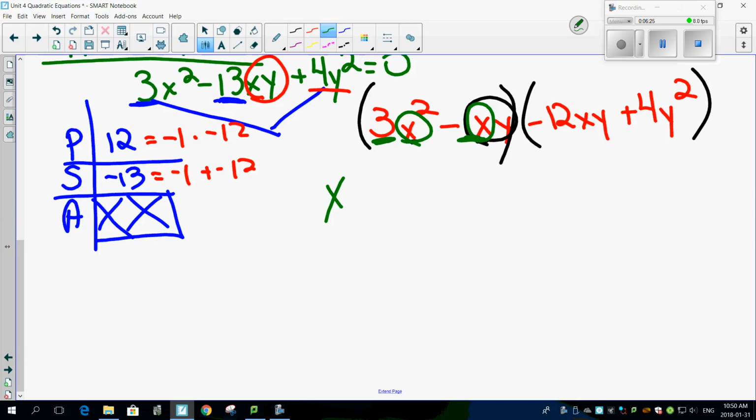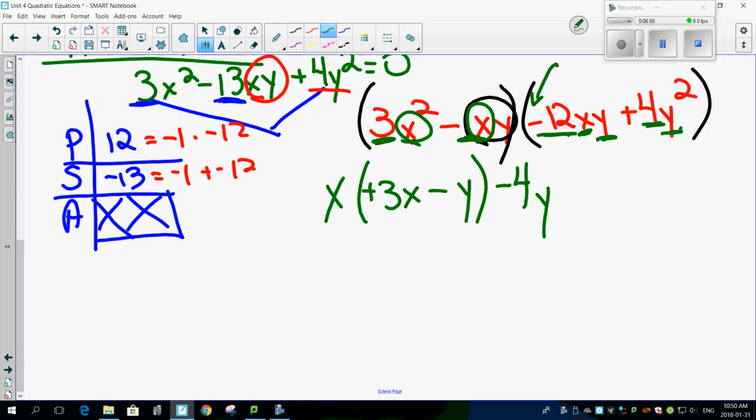Take out an x, leaves you with a 3x here minus y. Now, look at this guy. We can take a 4 out, but remember, being that this is negative, you want to change it to a positive because you want them to match, right? So we're going to take out a negative 4, but this has got an x in it, that does not. This has got a y and this has got a y squared, so guess what? You can take out a y.